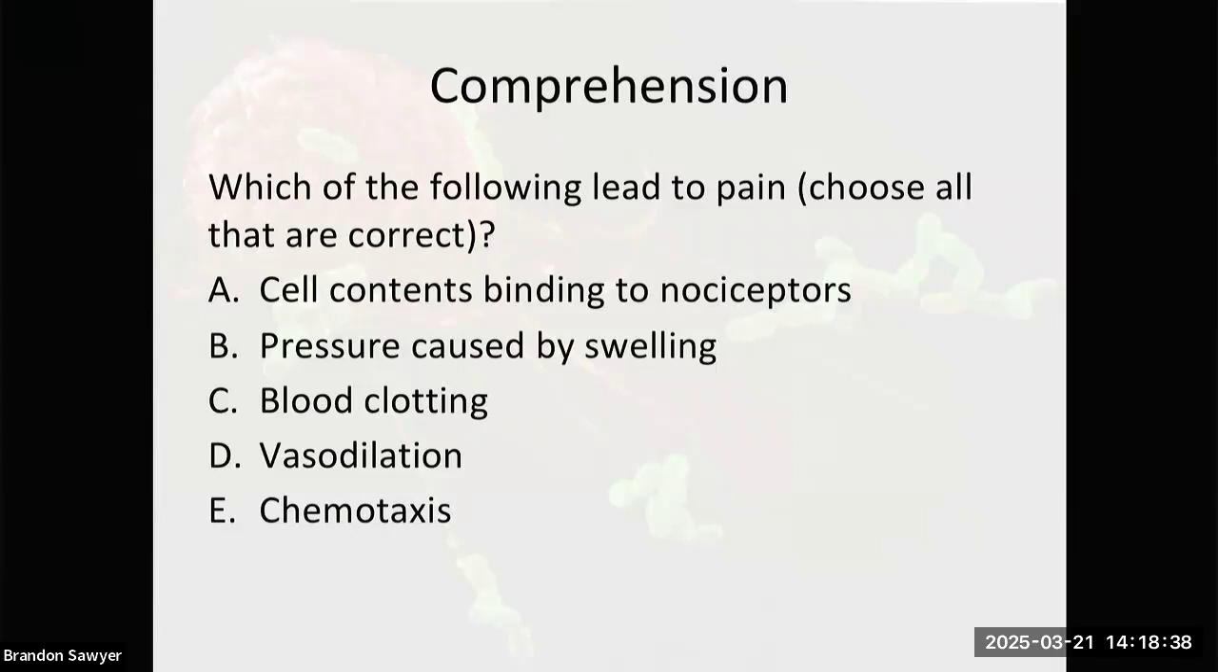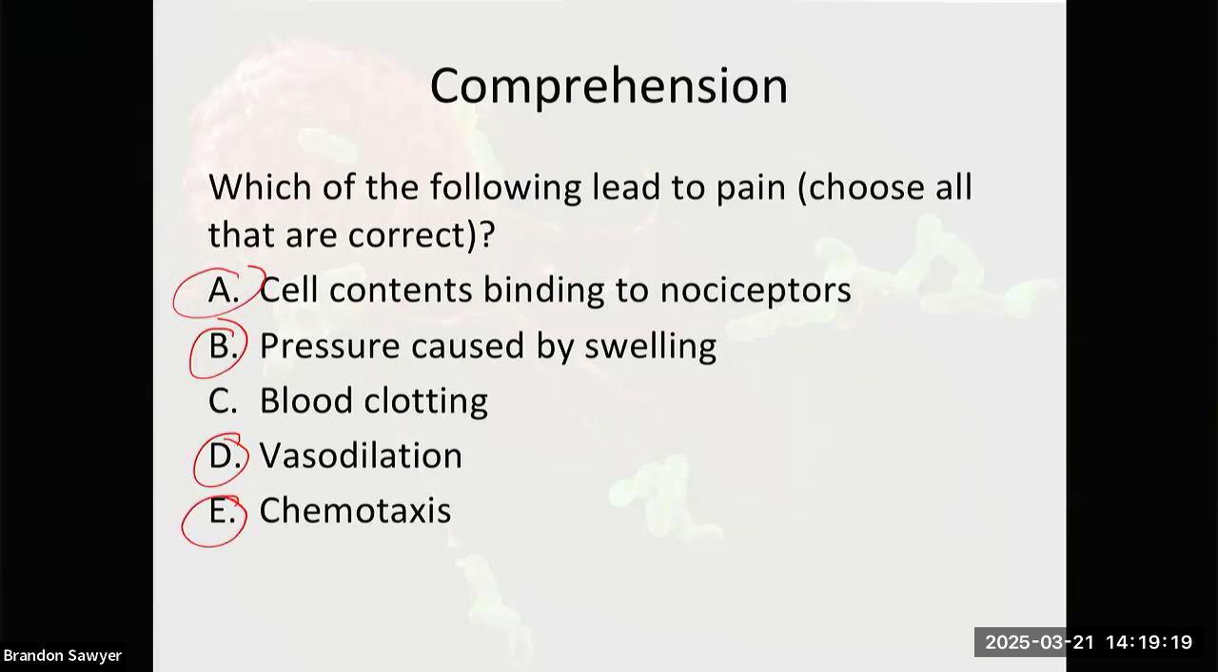All right, so which of the following lead to pain? Okay, most of you said A and B. So A, cell contents binding directly to nociceptors, that is true. And then pressure caused by swelling could definitely be true. But then this one, probably not so much, right? If anything, it's maybe slowing down the pain because we're not leaking as much fluid into that interstitial space. But vasodilation would be what leads to this swelling, right? Delivering a bunch of stuff to that area leads to that pressure, leads to the pain.